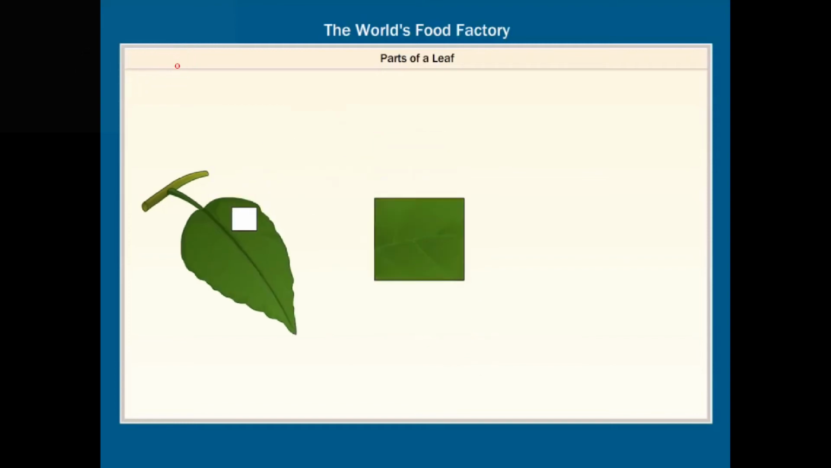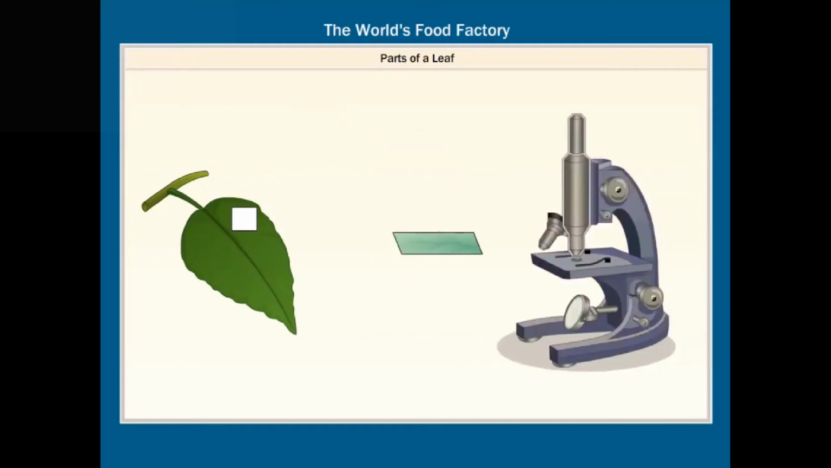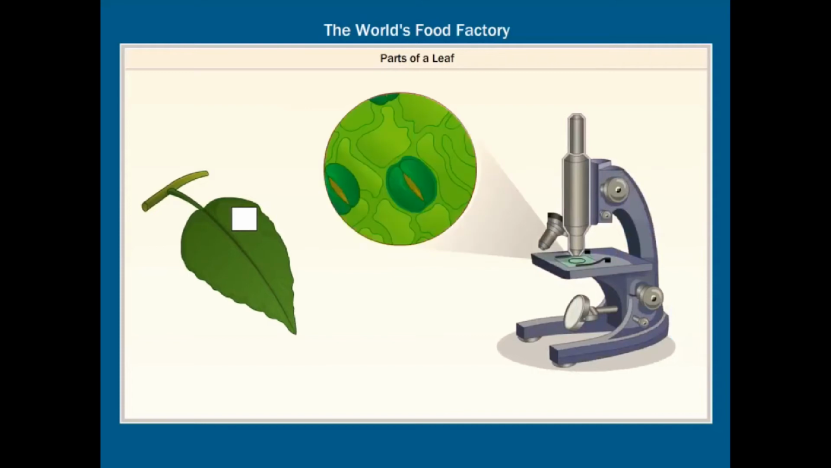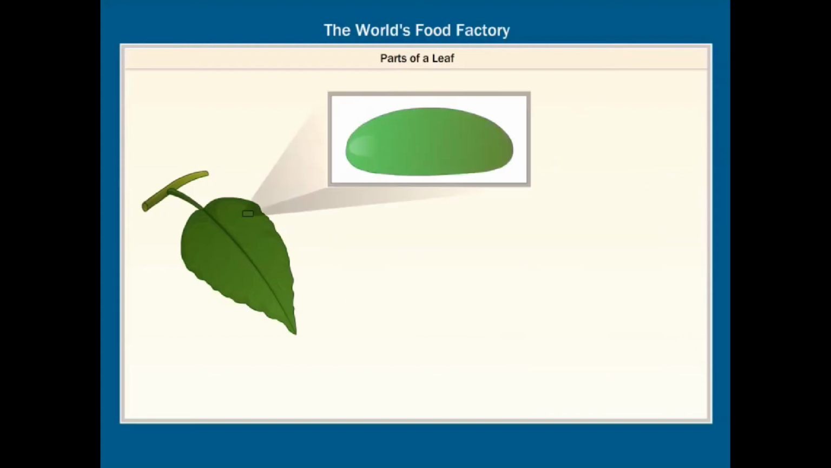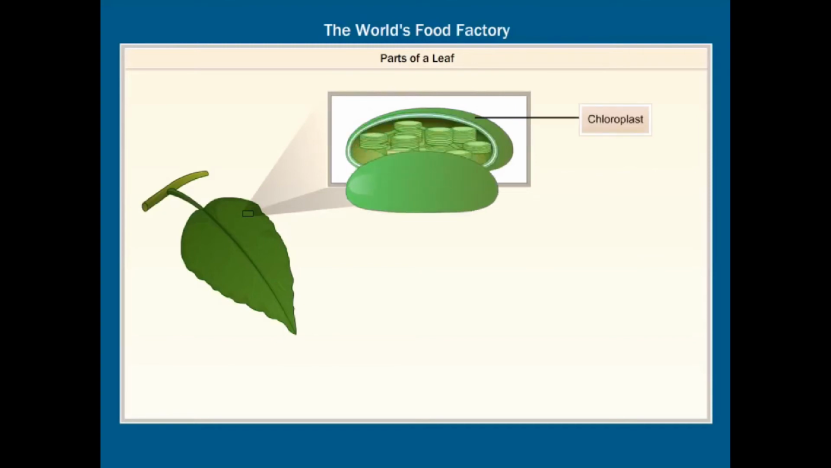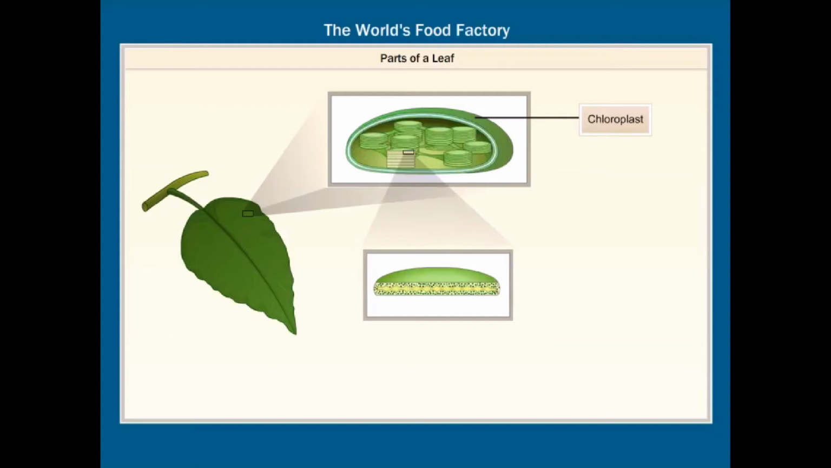If you look more closely at the underside of the leaf through a microscope, you will see tiny openings. These openings are called stomata. The green color of the leaf is due to the presence of structures called chloroplasts. The chloroplasts contain green pigments called chlorophylls.